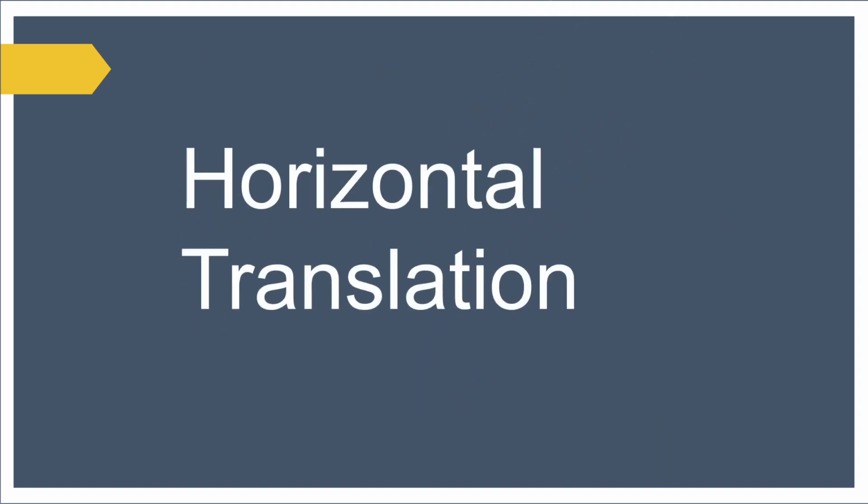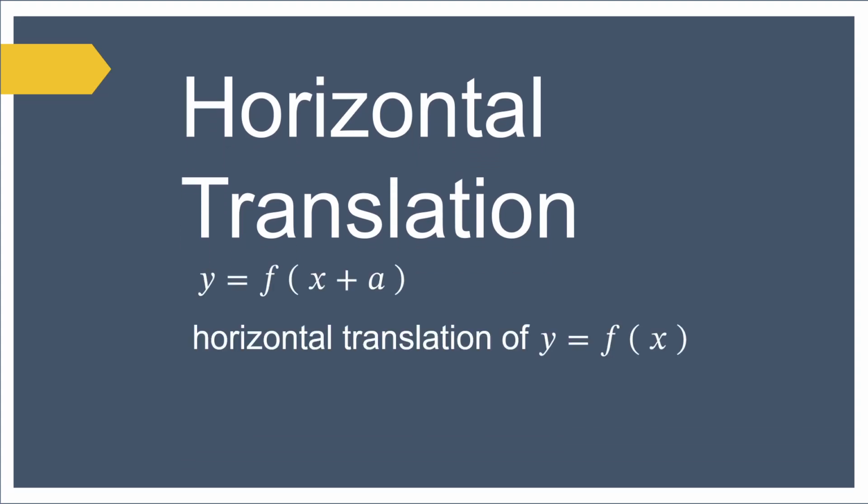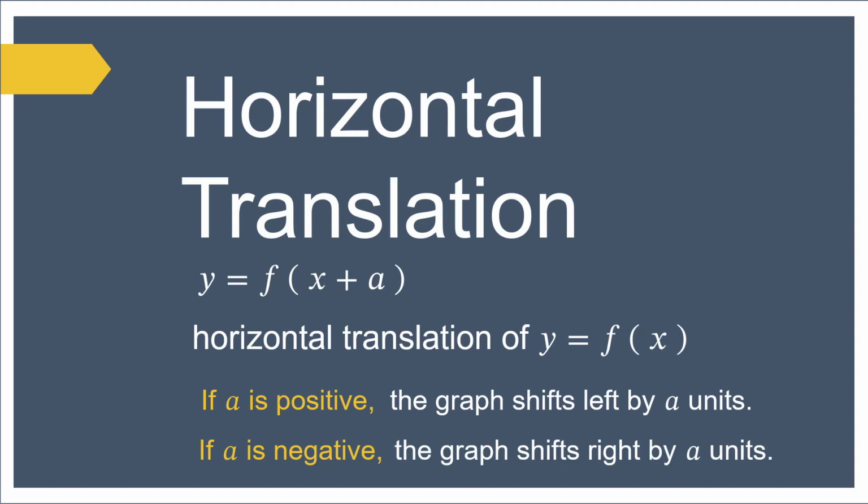Let's talk about horizontal translations. Now the graph of y = f(x + a) is a horizontal translation of the graph y = f(x) by the vector (-a, 0). So that means that if a is positive, the graph shifts to the left, that is in the negative x direction by a units. And if a is negative, it means that the graph shifts to the right, that is parallel to the x-axis by a units.